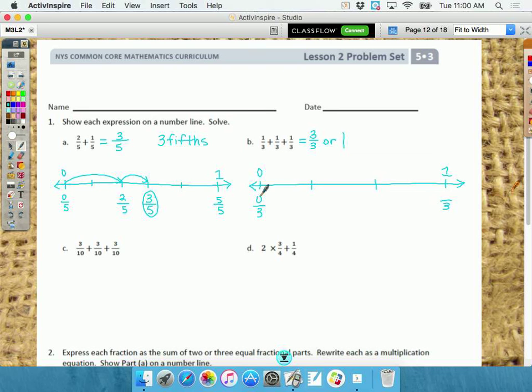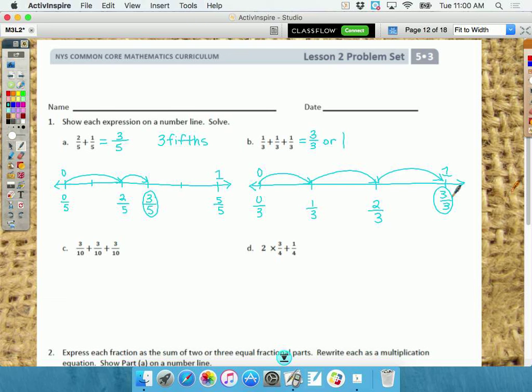Okay, on this one, I'm doing 1/3 plus 1/3 plus 1/3. So I've got to label all the fractions this time. And when I show this addition on the number line, it will look like this. And I circle my answer.